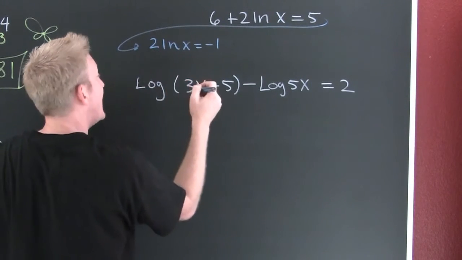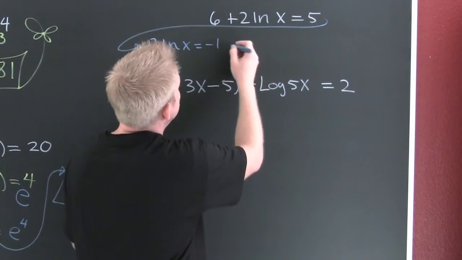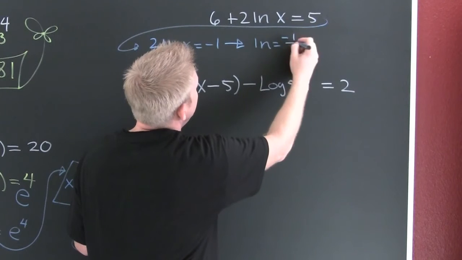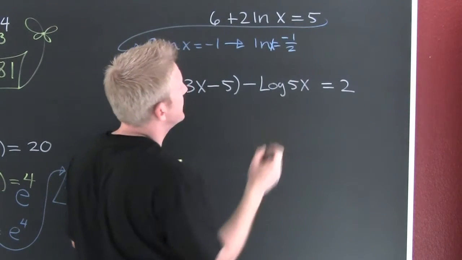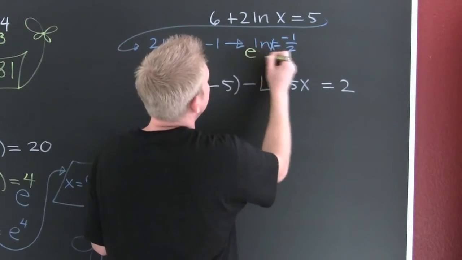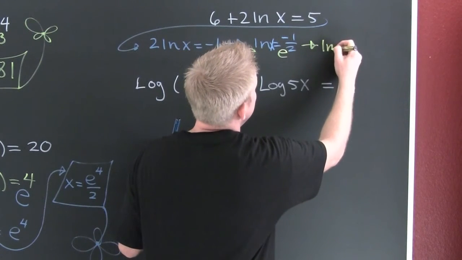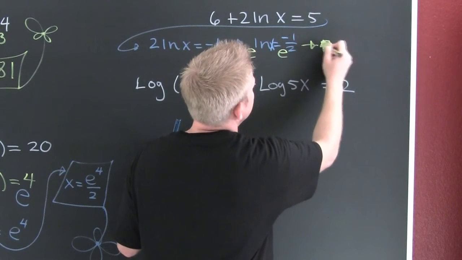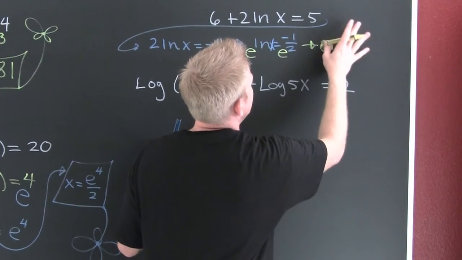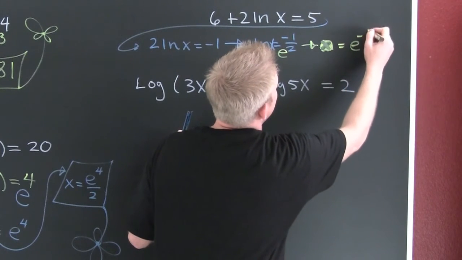Still isolating that logarithm. Dividing both sides by 2, then I have the natural log of x is equal to a minus 1/2. Great. Now we get to e it up. What you do on the one side, you must also do on the other. Using my properties, the natural log is gone. But what's left? x. And that x is going to be equal to e to the minus 1/2.